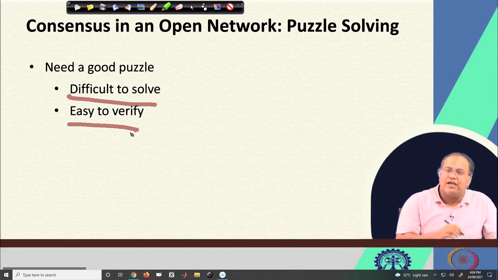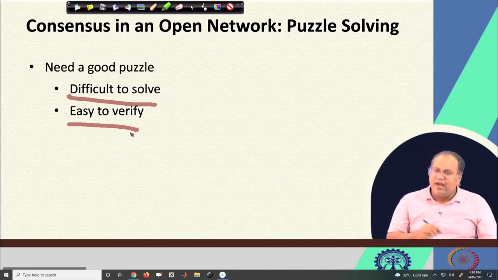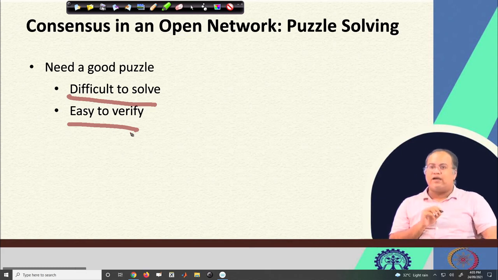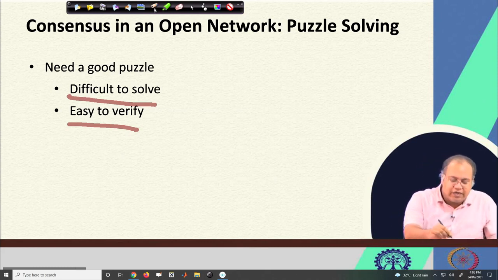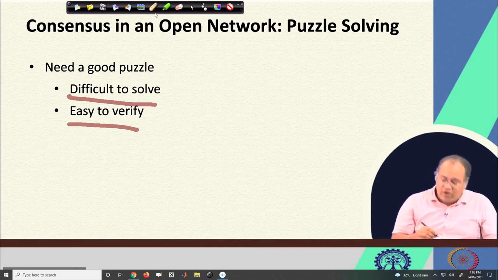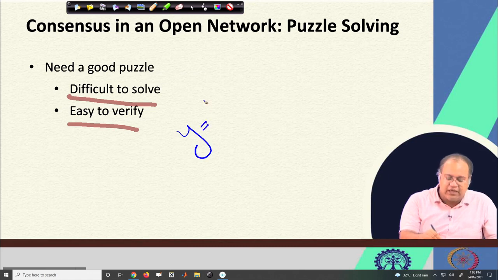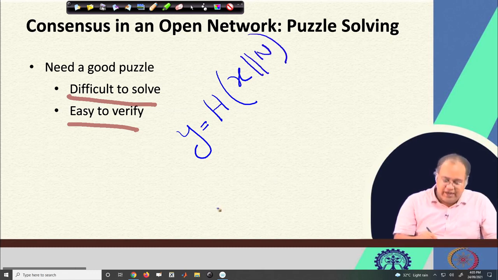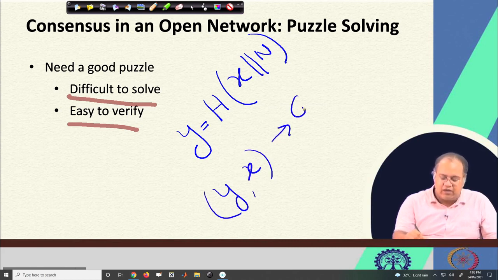That is the property of a good puzzle, and as you have already learned in earlier classes, a good puzzle can be generated with the help of a cryptographic hash function. How? Because if I have a hash function like this, say y equal to h of x appended with some nonce value, and if I say that y and x are given, and you need to find the nonce n.